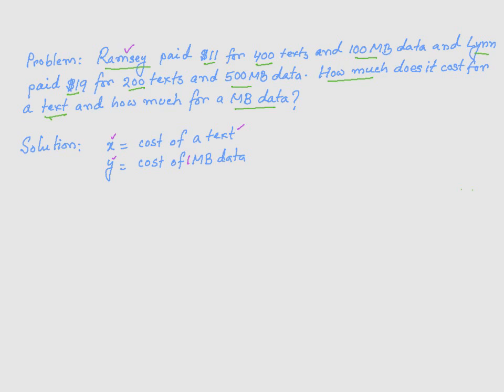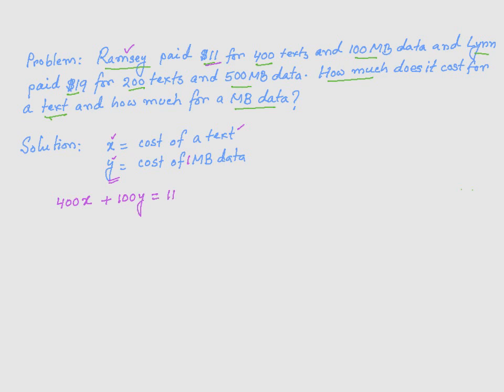For Ramsey, he used 400 texts. Each text cost x dollars, so it's going to be 400x, plus 100 megabytes of data, so 100 times each megabyte of data costs y dollars, so 100y. That must be the total money that he paid, which is $11.